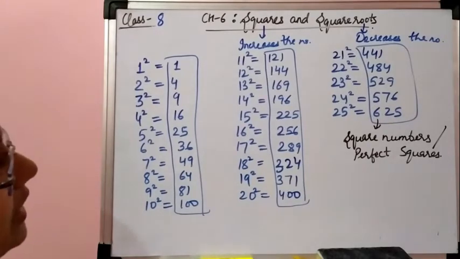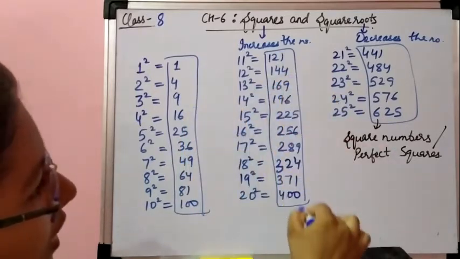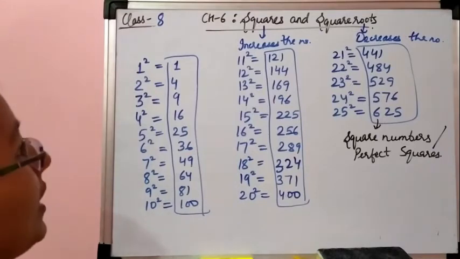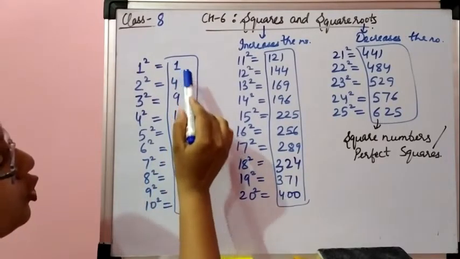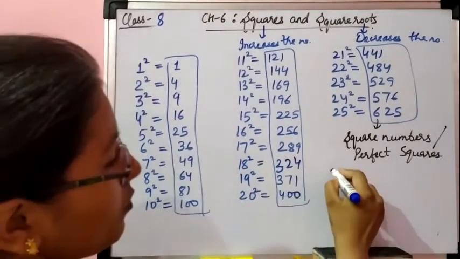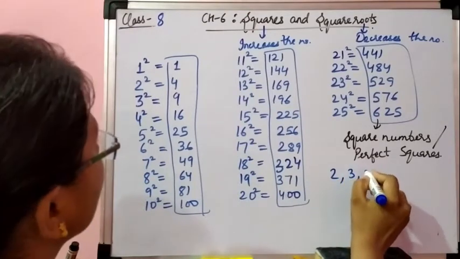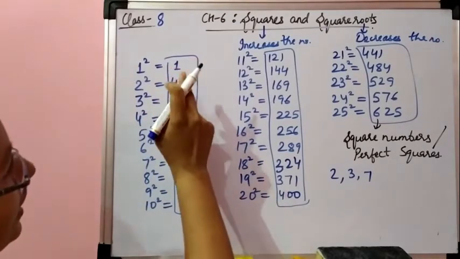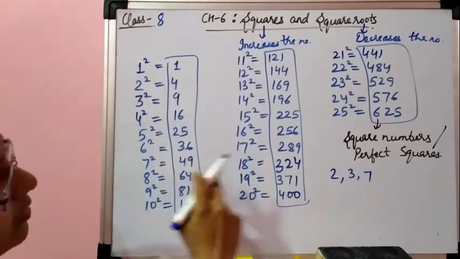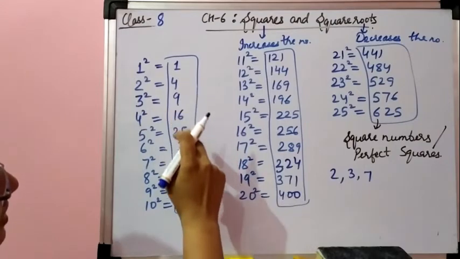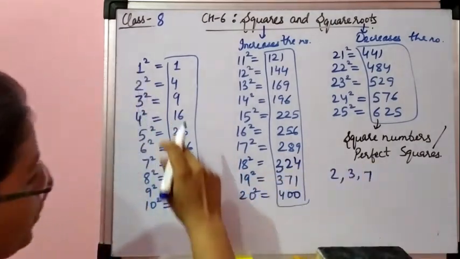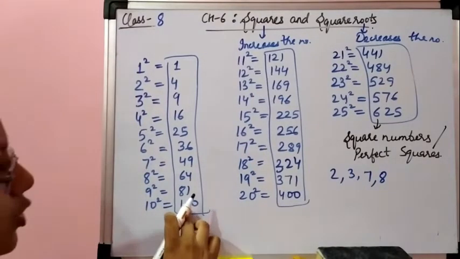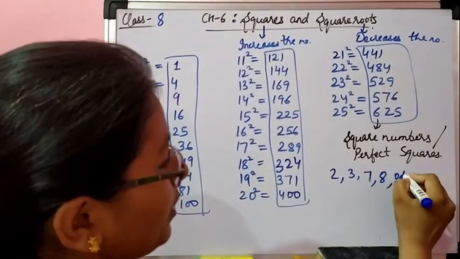First thing you will see when you analyze all the square numbers is that none of the square numbers have 2, 3 and 7 at the end. Look, 1 is there, 2 is not there anywhere at the end, 3 is also not there, 4 is there, 5 is there, 6 is there, 7 is also not there and 8 is also not there. And 0 also, an odd number of zeros.